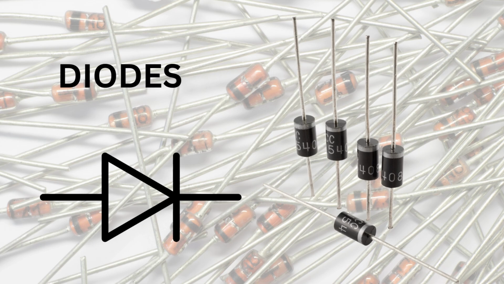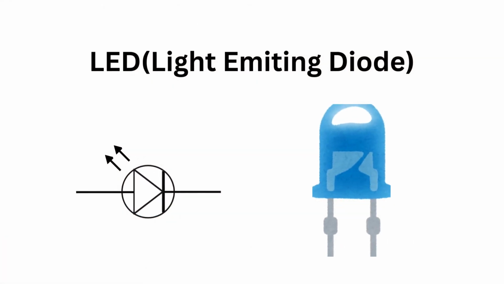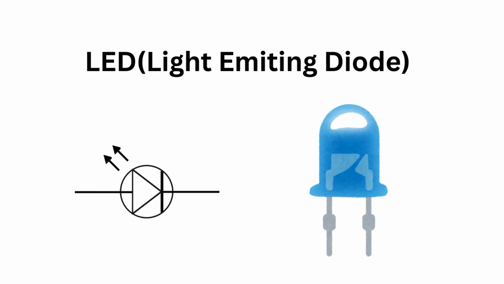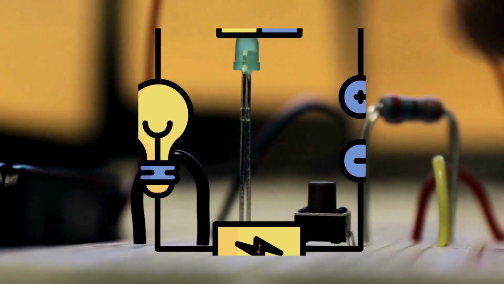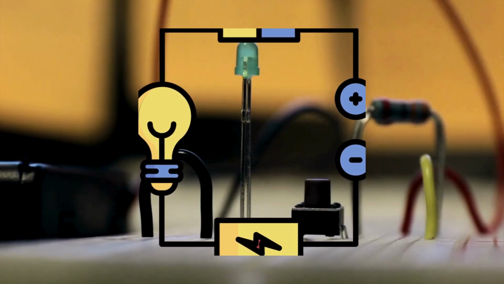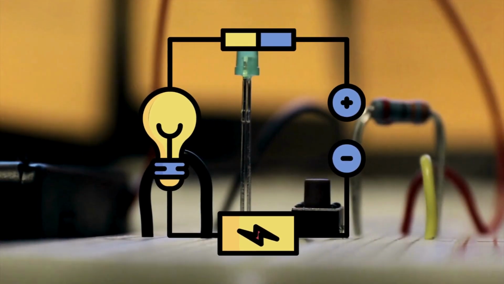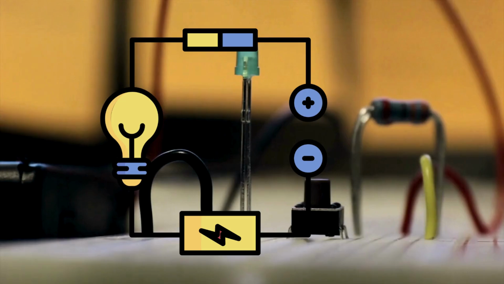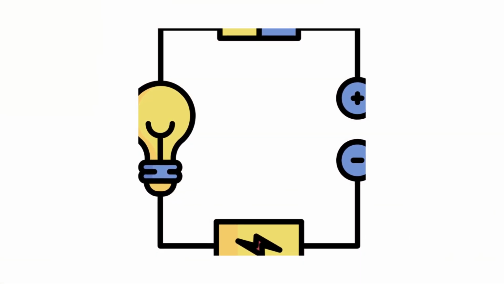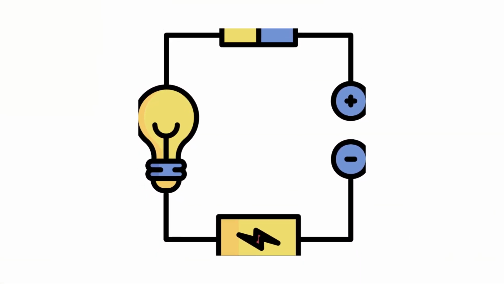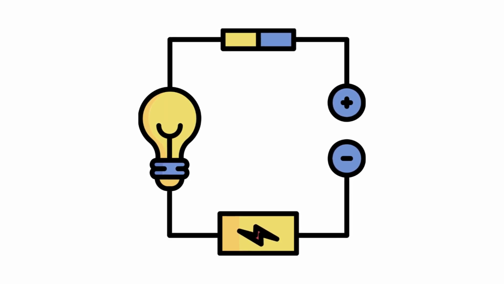There is a special kind of diode called a light emitting diode, or LED, which lights up when current flows through it. That's why you always see LEDs connected in a specific direction. Another demo you can try: reverse a diode in a circuit with an LED. If it's backwards, the LED won't light up. That's the proof that the diode is blocking current.